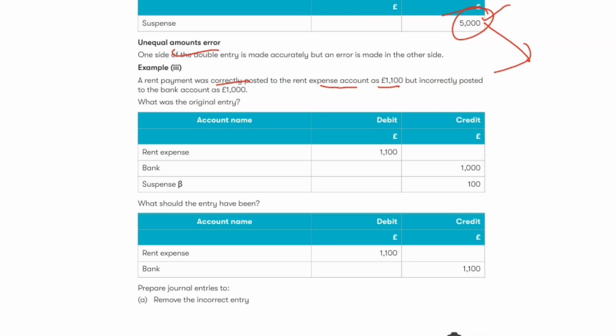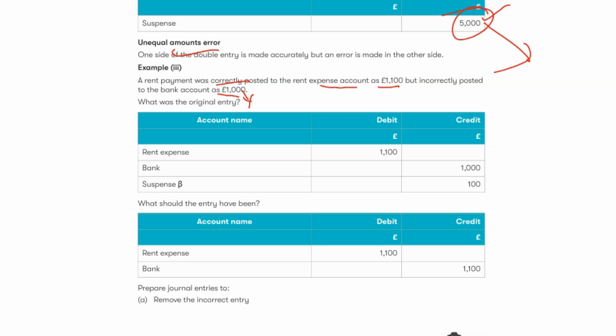So rent is fine, 1100 is fine, but the bank account was incorrectly posted as 1000. The bank account needs to be higher by 100. So bank should go down, shouldn't it? Bank credit 100 and suspense debit 100. That should be the answer. I repeat, bank credit 100. Yeah, so bank going down by 100 and suspense debit. Suspense is the opposite: you correct the mistake and the opposite entry will be your suspense.